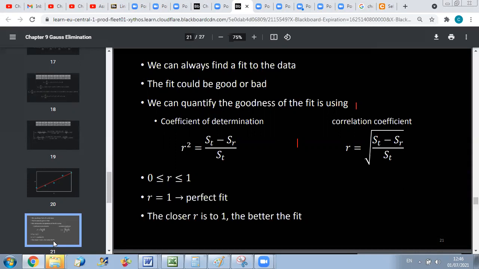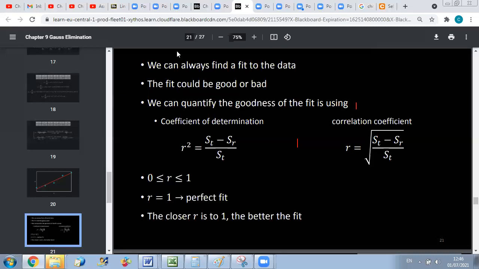We can quantify the goodness of the fit by using the coefficient of determination, or we can also say the correlation coefficient R. When we use R square, we call it the coefficient of determination. It's equal to ST minus SR over ST. And R, the correlation coefficient, is the square root of ST minus SR over ST. Now, the correlation coefficient R can be between 0 and 1. And when it is equal to 1, this means that the fit is perfect.